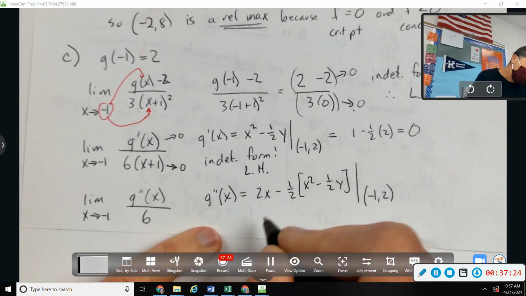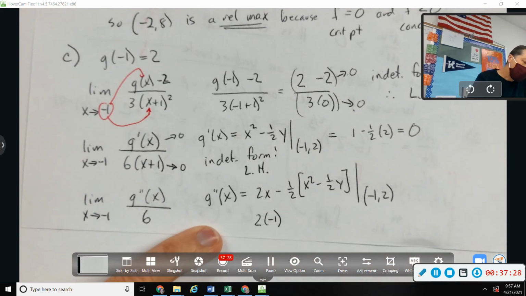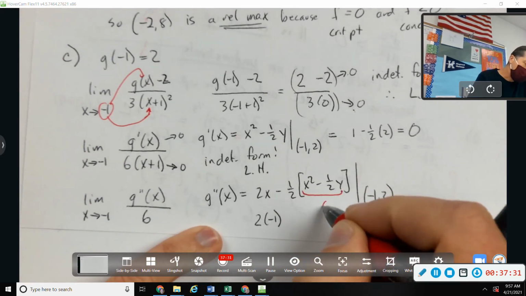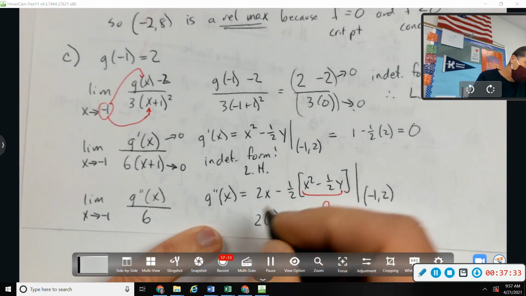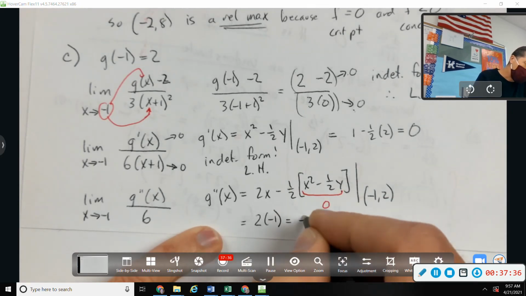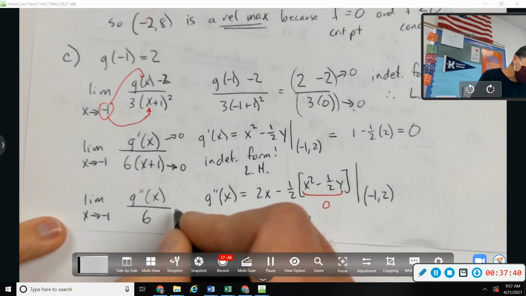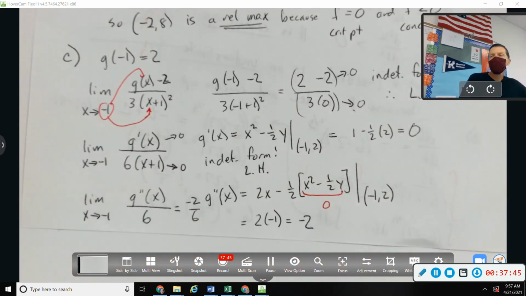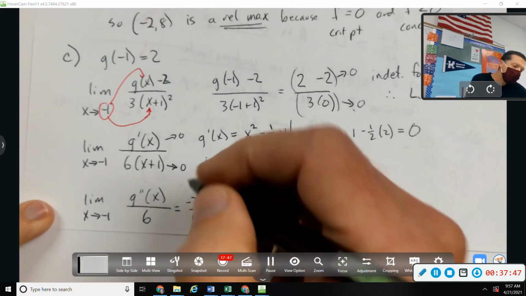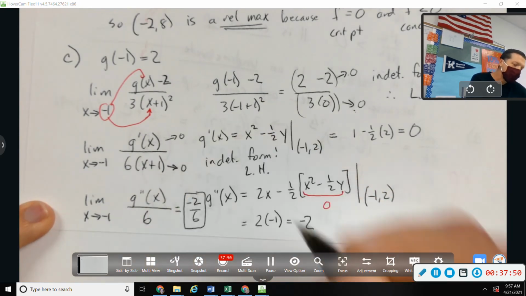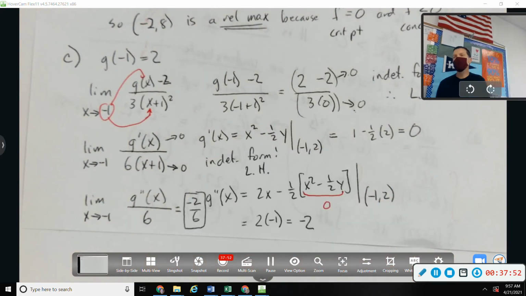So that would be 2 times -1. We just did this part. This part is still 0. So the answer for the second derivative is -2. So this limit is -2/6. And just in some small way to stick it to the man, I'm not going to reduce. I did all the hard work. If you want to go one more step, that's on you. That's your passive-aggressive comment to the grader.